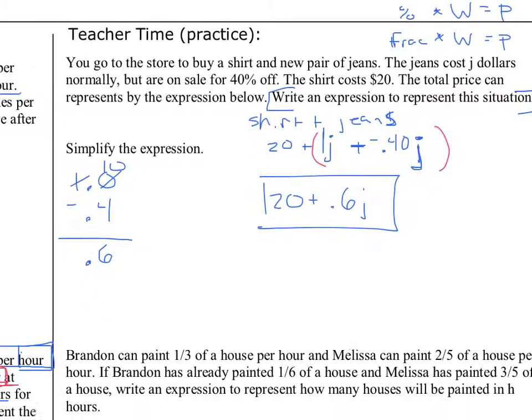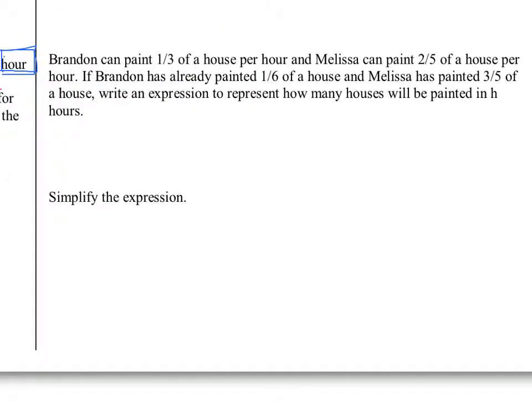All right, and the last one. It says Brandon can paint 1/3 of a house per hour, and Melissa can paint 2/5 of a house per hour. If Brandon has already painted 1/6 of a house, and Melissa has painted 3/5 of a house, write the expression below that represents how many houses they will paint in H hours. So we're thinking about this. We know that in H hours, Brandon will be able to paint some houses, and Melissa will be able to paint some houses. So we're going to be adding the amount that they paint together.